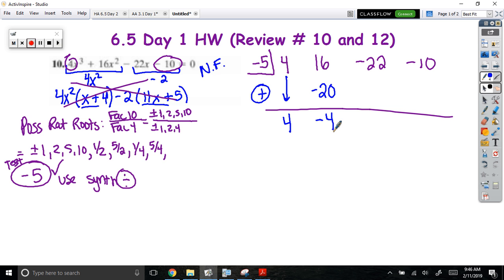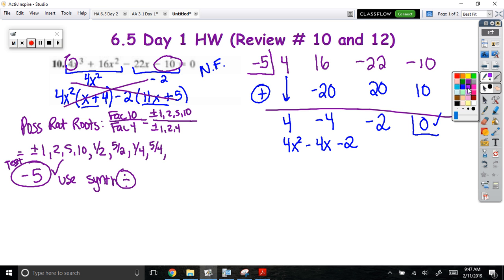Negative 4 times negative 5 is a positive 20. Adding down, we get negative 2. Negative 2 times negative 5 is a positive 10, which gets me a remainder of 0. So now we put our variables back in. This is now 4x squared minus 4x minus 2. We now need to solve that.